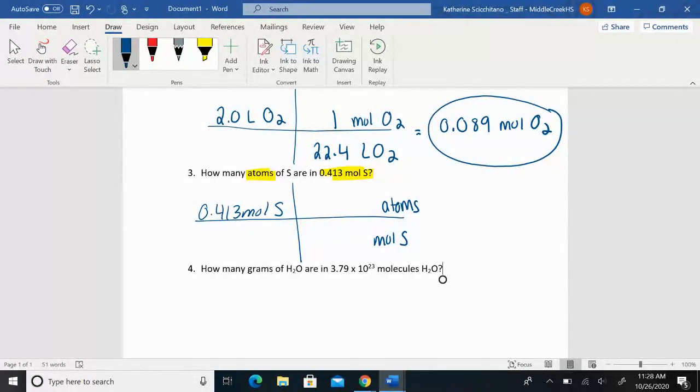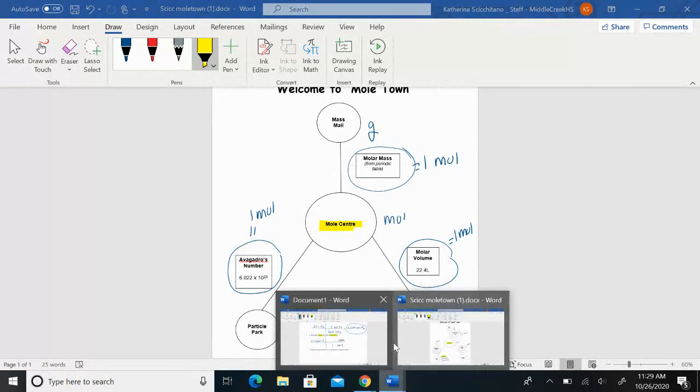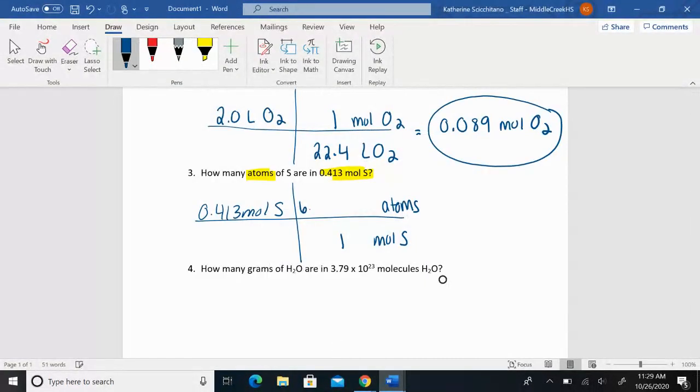I always put 1 in front of moles, and then I go back to my mole town, and I see that 1 mole is equal to 6.022 times 10 to the 23rd atoms, right? So that's the number of atoms that are in 1 mole of any substance. So that's the number that I'm always going to put in front of atoms.